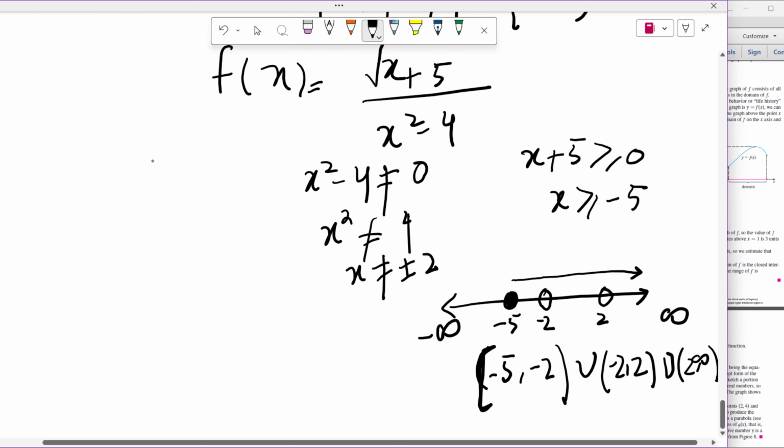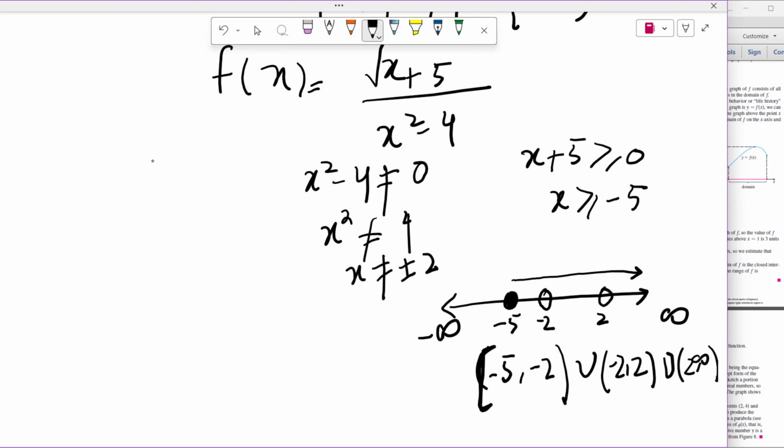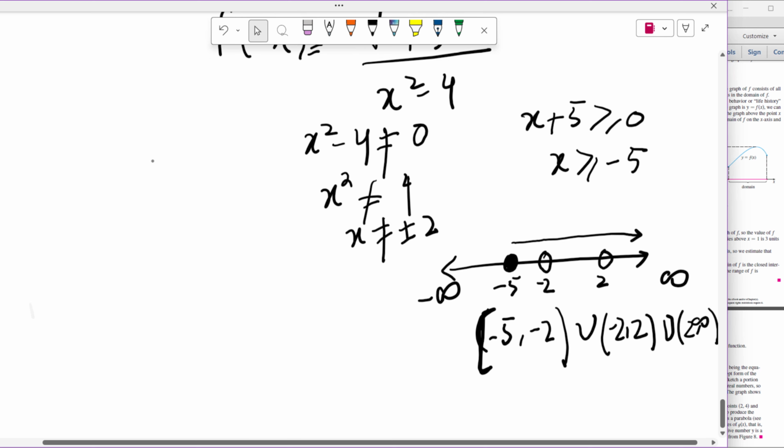So I have used both rules. The denominator should not equal 0. Also, the expression inside the radical should be greater than or equal to 0. So let's discuss another example.